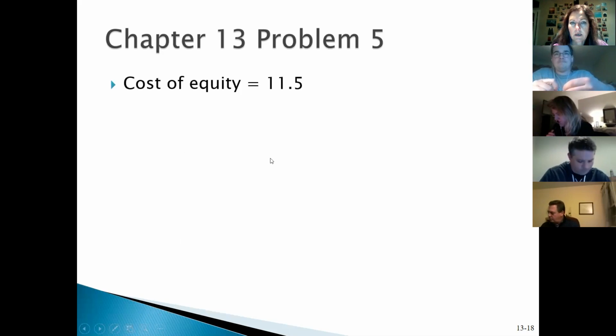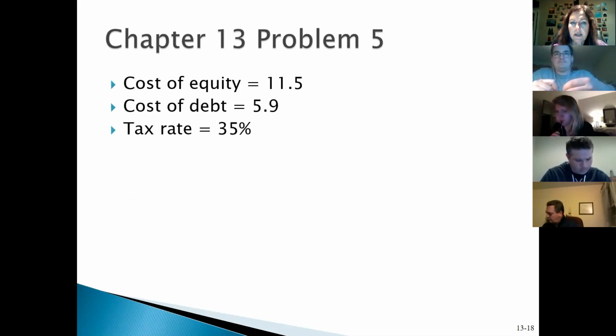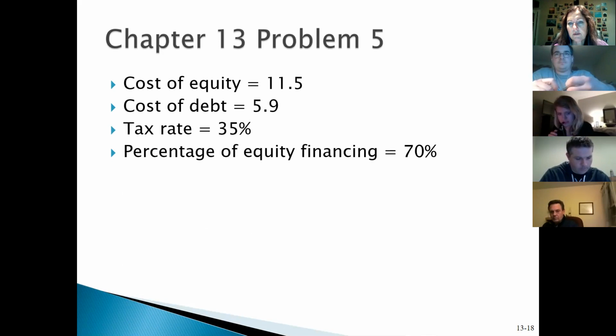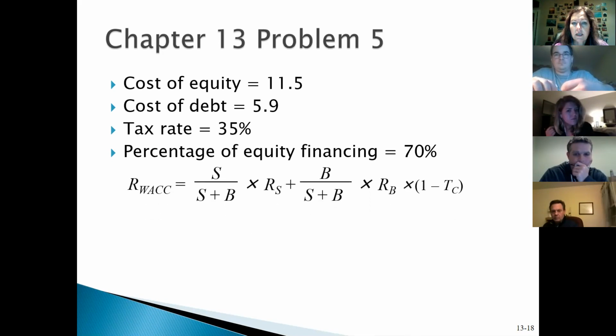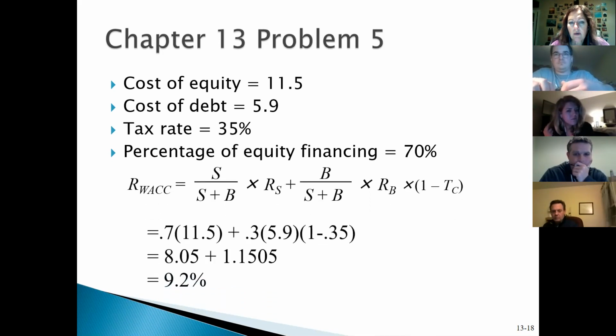Okay, so we have a cost of equity and a cost of debt, and they tell us that we're doing 70% equity financing. They don't mention preferred, so we know the rest, or 30%, will be debt financed. We use the general formula, and we should come up with a required return of 9.2. So for this company, if we knew what their cash flows were going to be, we would discount them back at that 9.2% rate, presuming the project is of equivalent risk.